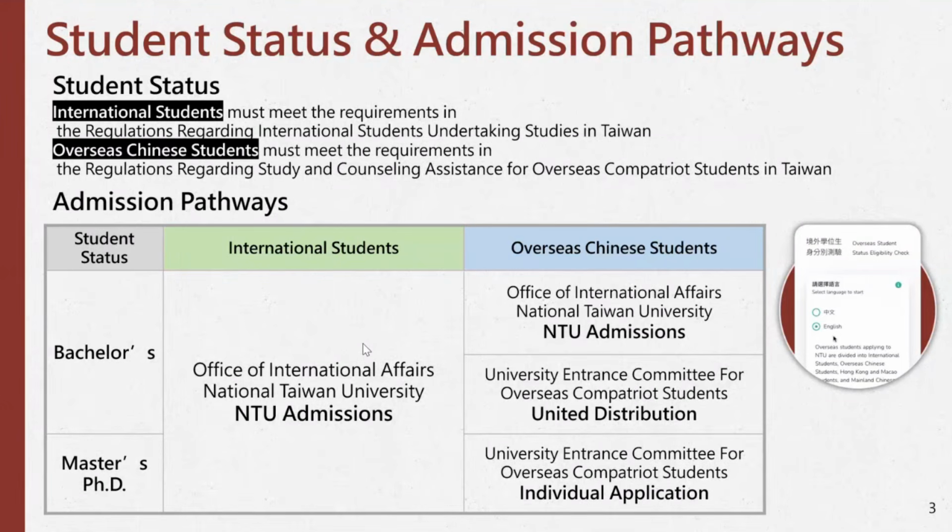If you qualify as an overseas Chinese student and you are going to apply for a bachelor degree, there are two different ways. The first way is applying through NTU Admission. The second is to apply through the organization called UECOCS. If you apply for a master, you can only apply through the UECOCS. Today's session will mainly focus on the NTU admission for overseas Chinese students.